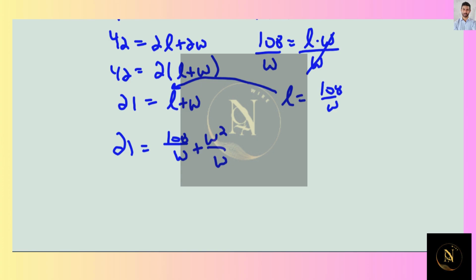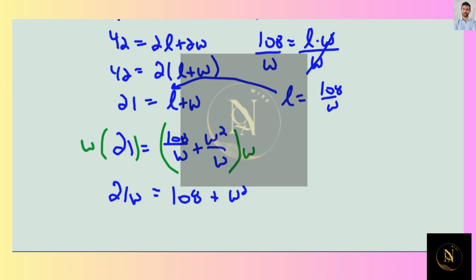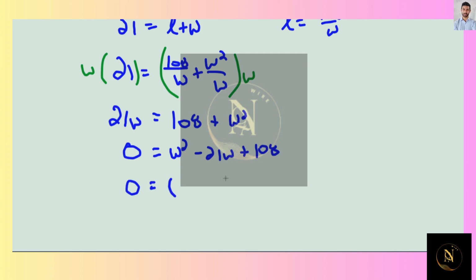And if we just scale everything by W, multiply everything by W, 21W would be equal to 108 plus W squared. Again, I'm just looking at this and say, let's just multiply everything by W. Then it's just a little easier to look at, and it's a quadratic. So we have W squared plus, when we subtract, if we set it equal to 0, we're going to subtract 21W and add 108.